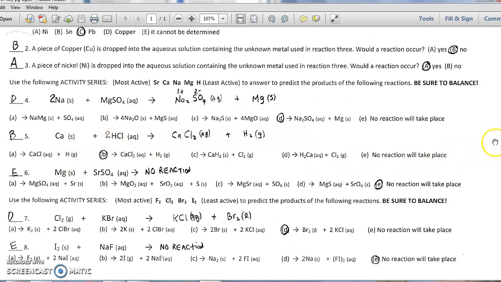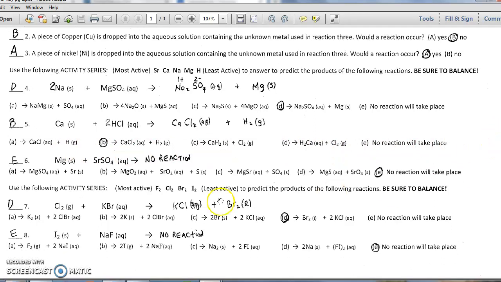In number 6, what's going to happen here? Will magnesium replace strontium? Well, here's magnesium. Strontium is listed as the most active. Can a less active metal force its electrons onto a more active metal? Remembering that activity with metals, the more active metals are better at losing their electrons. The more active metals are better at becoming cations. No, magnesium cannot replace strontium.